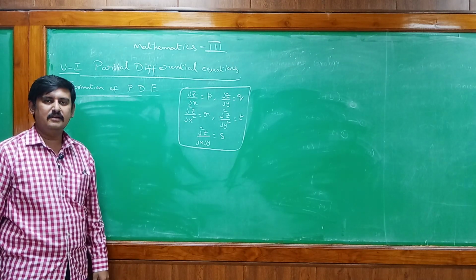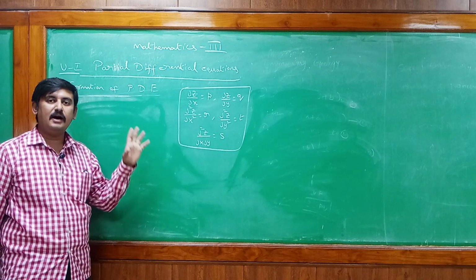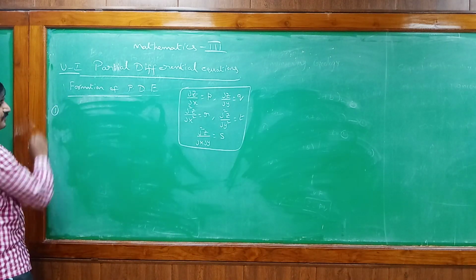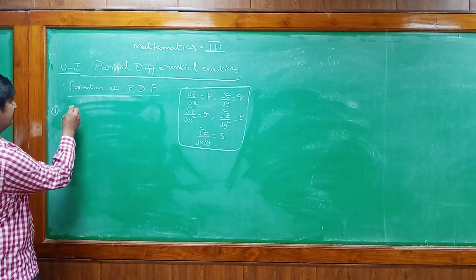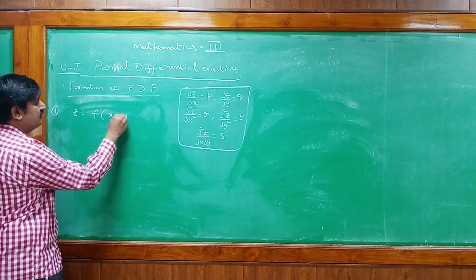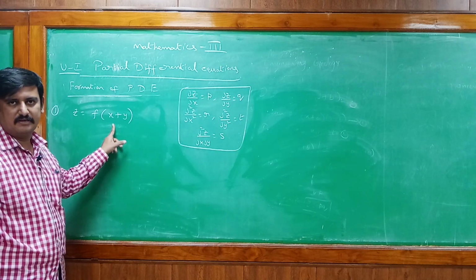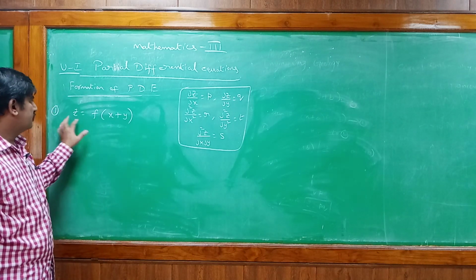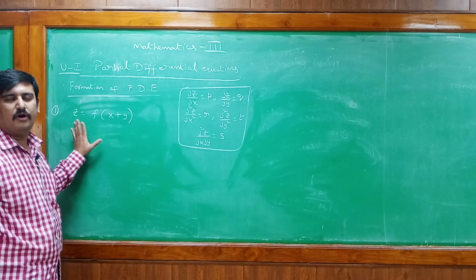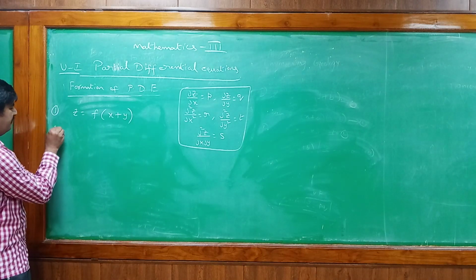Now we will see formation of partial differential equations by eliminating arbitrary functions. Suppose, for example, we have a problem like this: z is equal to f of x plus y. So what is z here? z is a function in terms of x and y, that is equal to f of x plus y. You need to eliminate this function and form the partial differential equation.